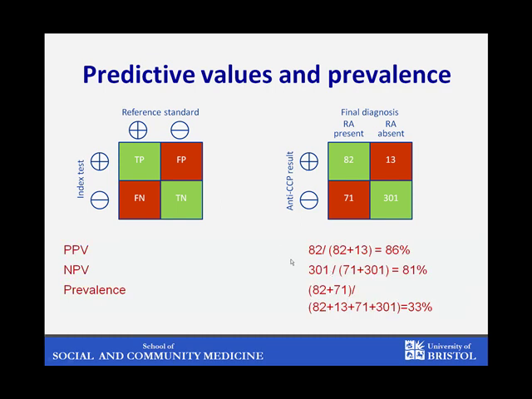So as you can see, the positive predictive value is 82 divided by 82 plus 13, which is 95. Similarly, the negative predictive value is 301 divided by 301 plus 71, which comes to 372. And the prevalence is 82 plus 71, which is 153, divided by all the number of observations, that comes out to be 467. So if you then do the calculations, we get a PPV of 86%, an NPV of 81%, and a prevalence of 33%.